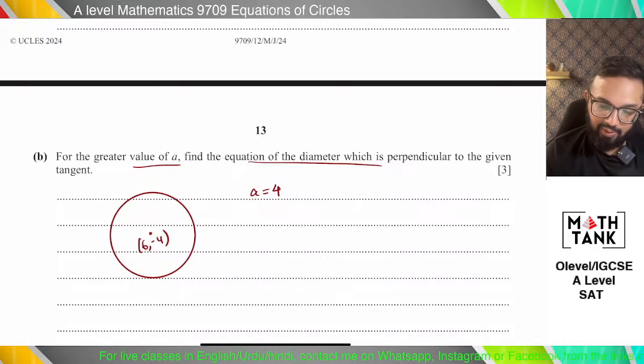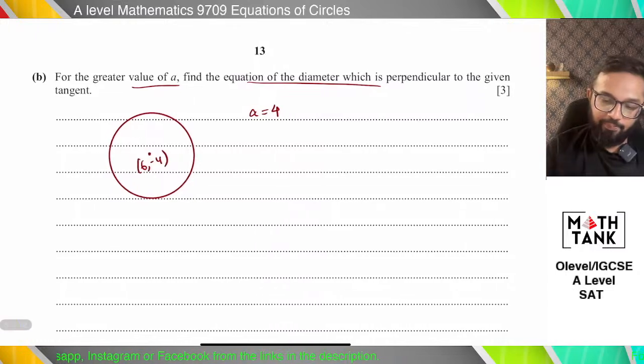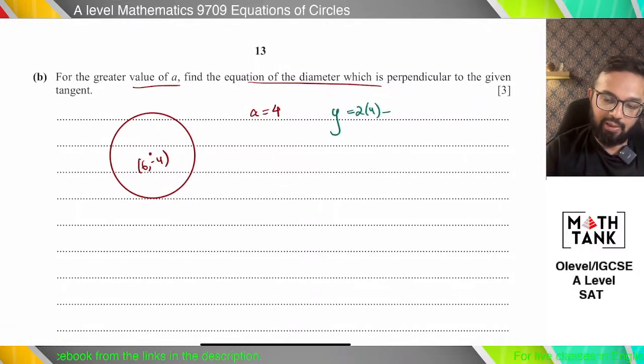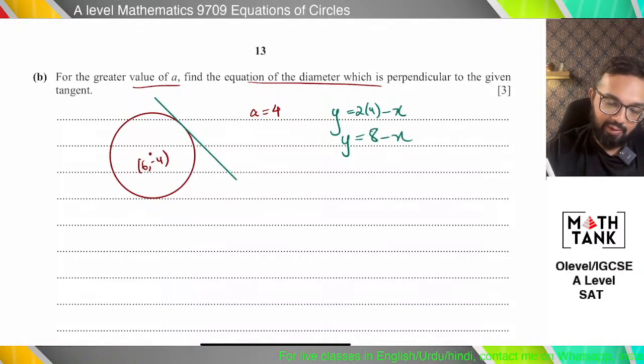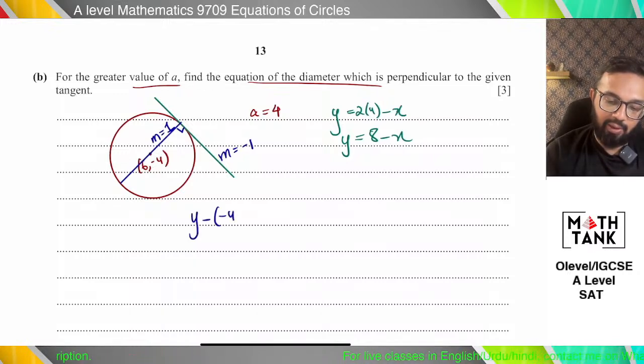This question says for the greater value find the equation of the diameter which is perpendicular to the given tangent. So there is a tangent that has an equation of 2 into 4 minus x, so 8 − x. Okay, so there's a tangent that looks like this. I want to find the equation of this diameter, this blue line. So the gradient of this line is −1, therefore the gradient of that line should be 1 and the diameter must pass through the center. So y − y1 = m(x − x1).